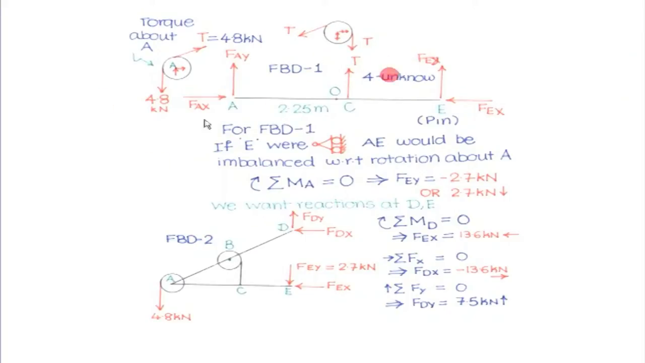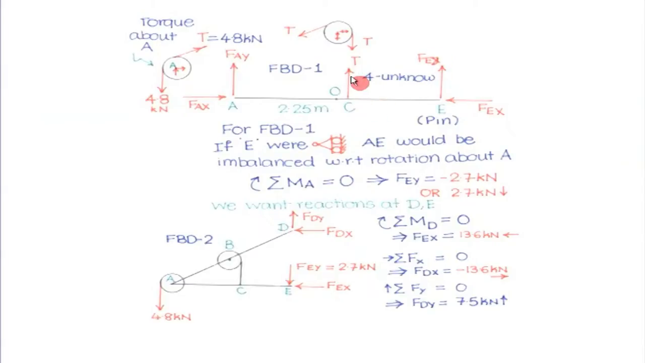When we make a cut here, we remove this joint A. What we see is that there are two possible reactions here, FAY and FAX. This is the tension. And if the connection E were a roller instead of a hinge connection, then there is nothing here to balance this vertical force and this structure would not be in equilibrium. So we understand that the role of this pin connection here is to provide us with a reaction here.